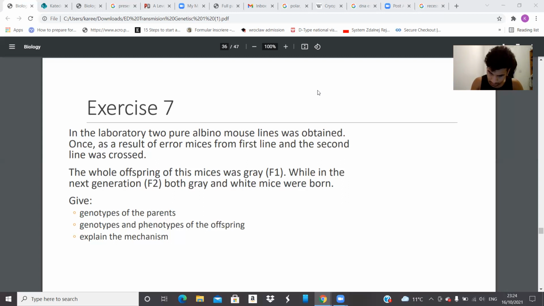Both of these cases will produce heterozygous, gray mice, and they're all gray. In the first case, if they're both white, that means you will have dominant and recessive.